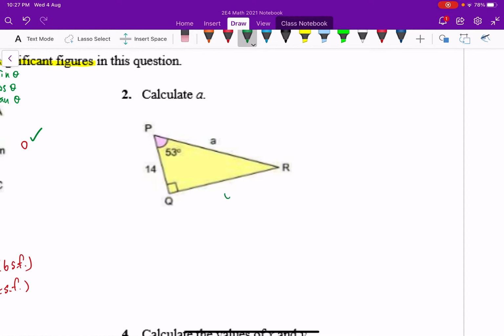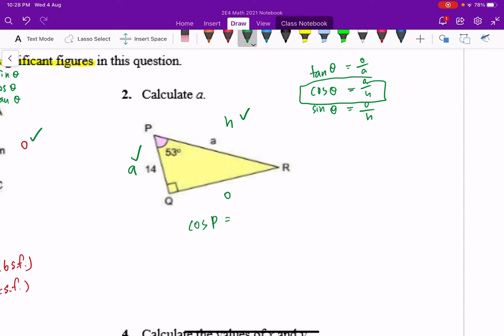Label the sides. This is O, this is H, and this is A. I want to find A, so H is definitely what I must use, and I have 14. So based on the trigo ratio, let's write it in sequence: tangent, cosine, and sine. Tangent is O over A, cosine is A over H, and sine is O over H. Now, which one uses A and H? It would have to be cosine. So cosine of P is equals to 14 over A.